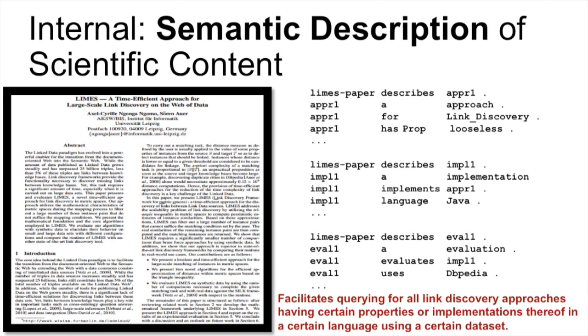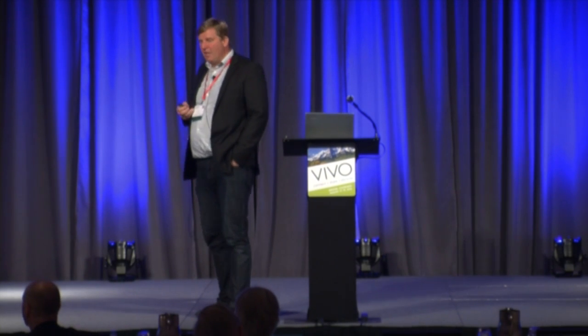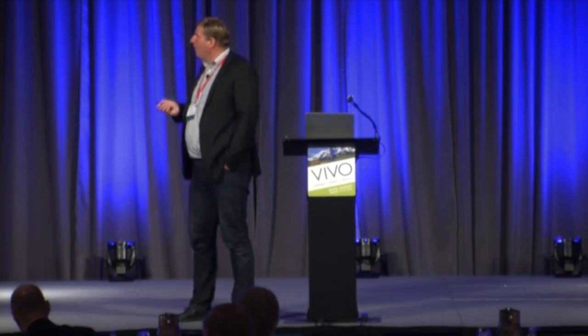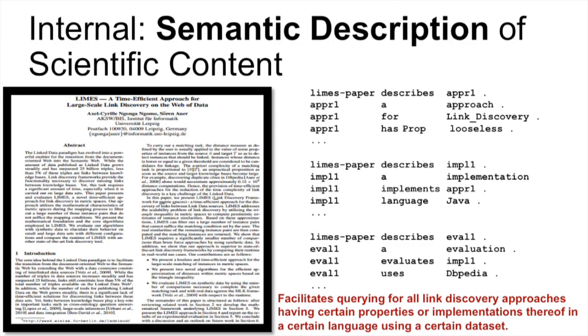We can say that this entity which is identified is actually an approach for a certain technique, link discovery in that case. This is a very simplified example. Then we can say that it has certain properties. One of the properties can be, for example, that it's a lossless approach, which is very important for link discovery. There are lossless approaches and approaches which lose certain precision and have then better performance. It's a trade-off between the two. And this can be described here in this kind of subject, predicate, object facts.